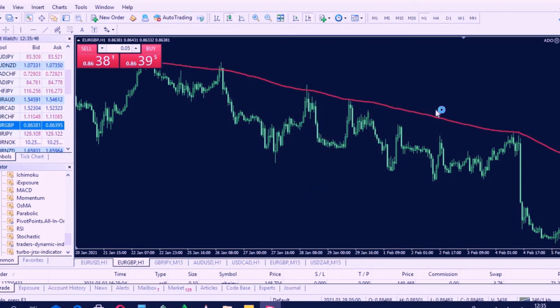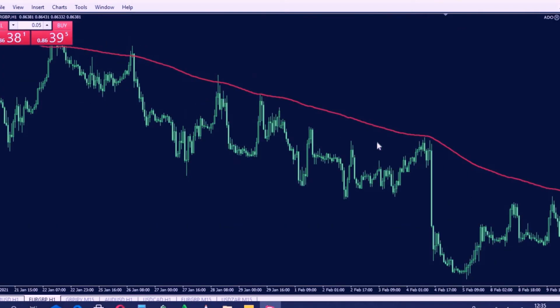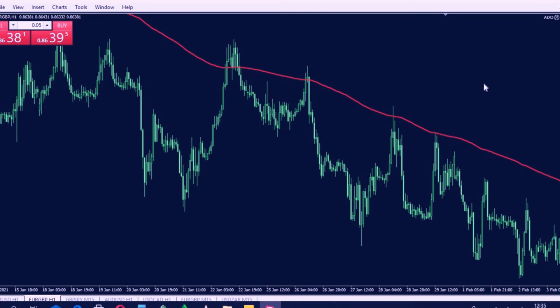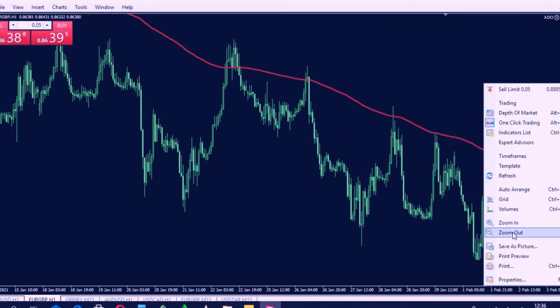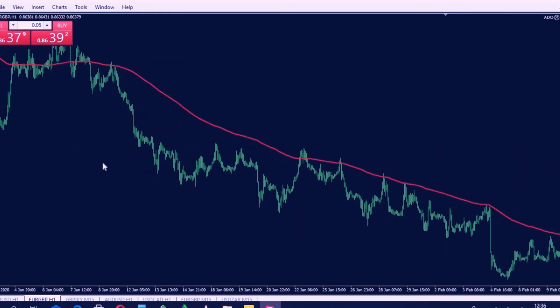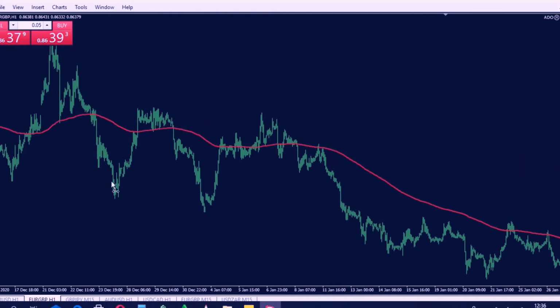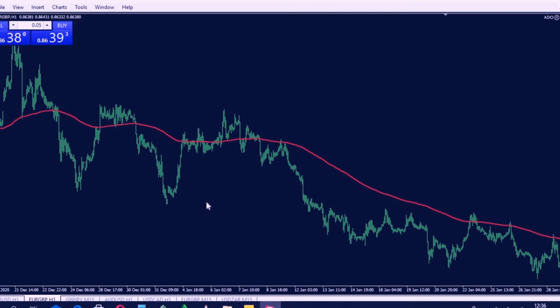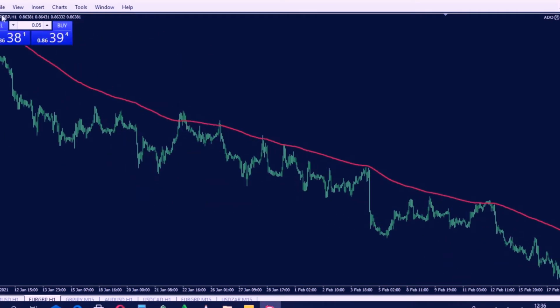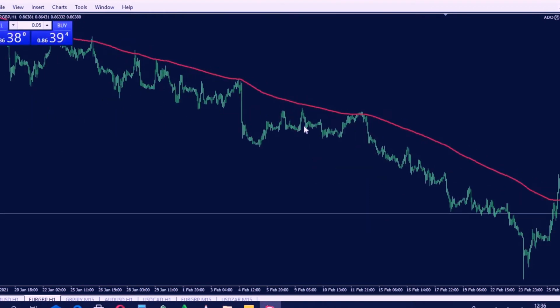After adding it on, our chart is going to look like this. Let's first zoom in to see how this chart looks. We can zoom out so we can have a bigger picture. And as you can see, since around December 30th, the market of Euro GBP has been in a downtrend, and this is very crucial.